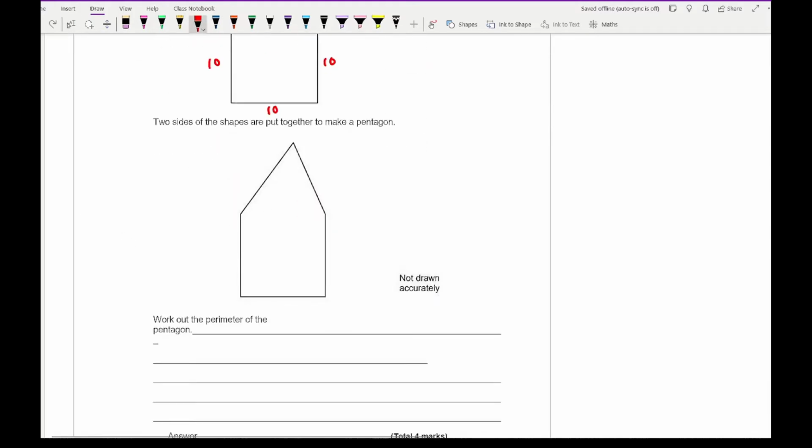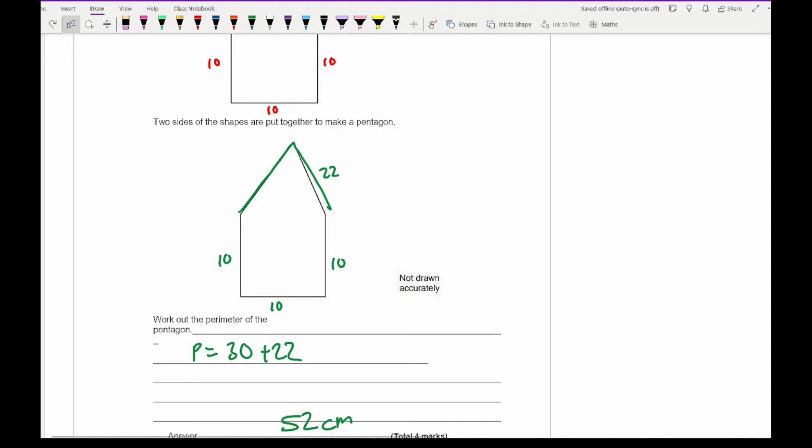So working out the perimeter of this pentagon, I know that these two lengths here added together equal 22. This equals 10, this equals 10, this equals 10. So the perimeter equals 30 plus 22, which gives me a final answer of 52 centimeters.